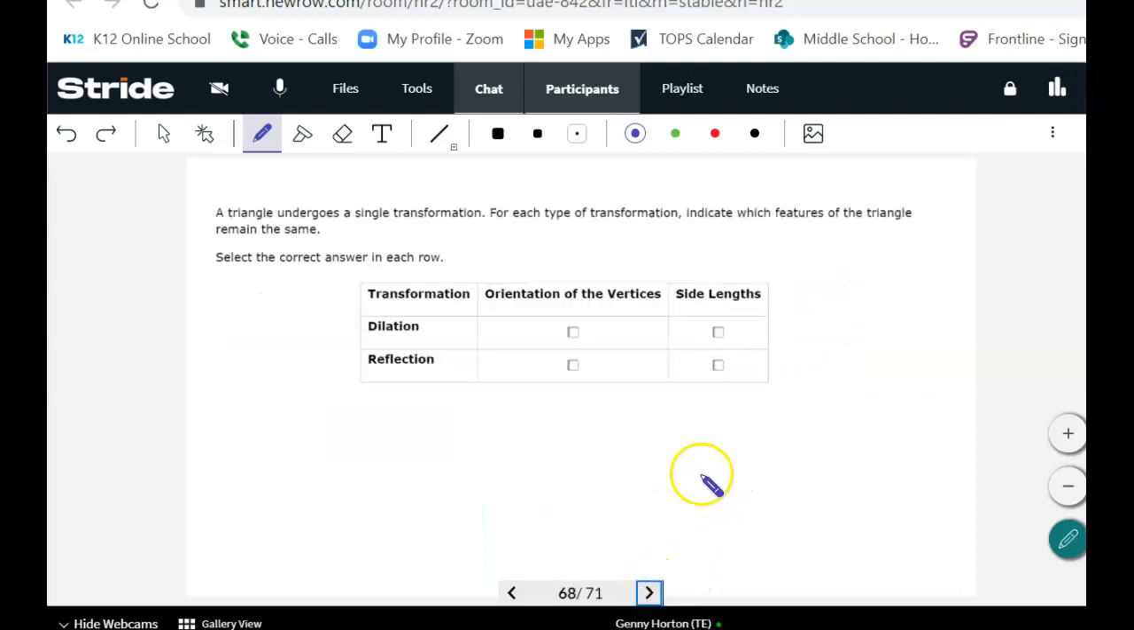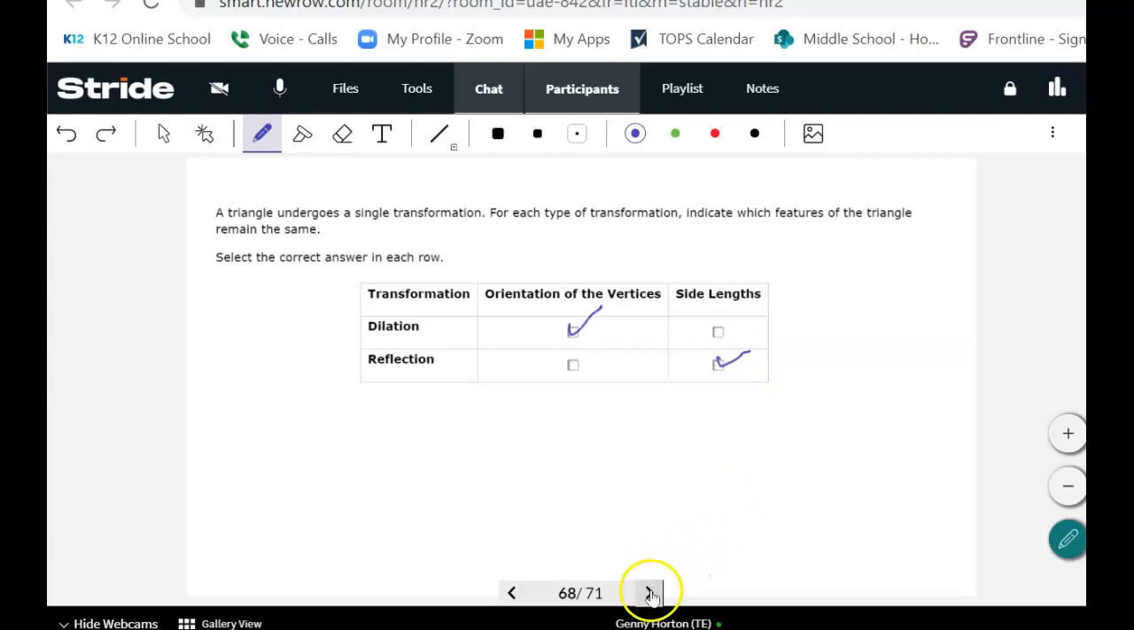All right, next one. A triangle undergoes a transformation. For each type of transformation, indicate which features of the triangle remain the same. All right, so with a dilation, orientation of the vertices, the side lengths. The side lengths do not remain the same. It would be the vertices. Reflection, the side lengths stay the same.